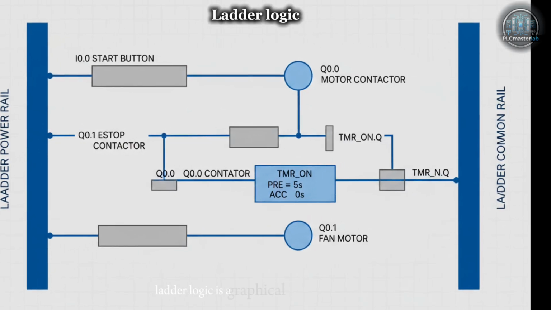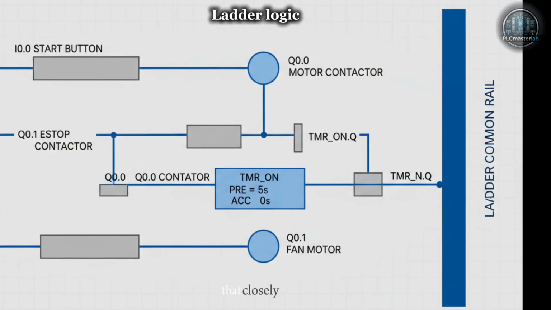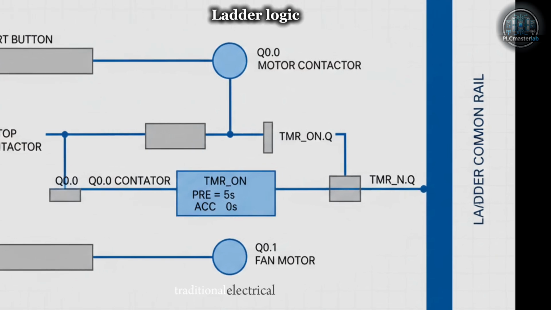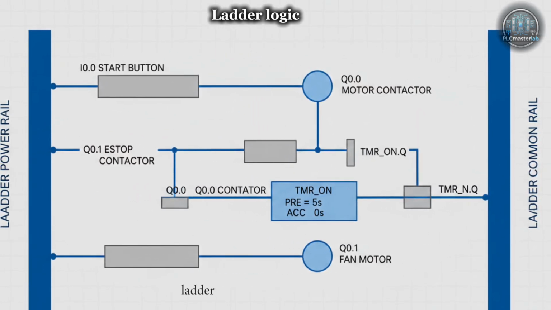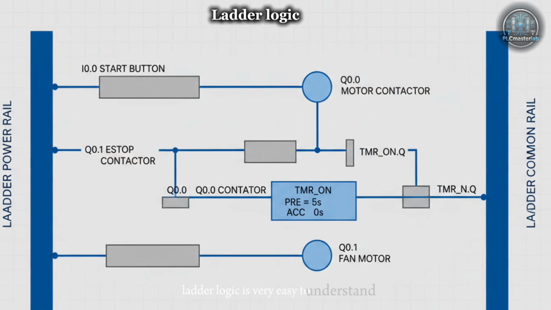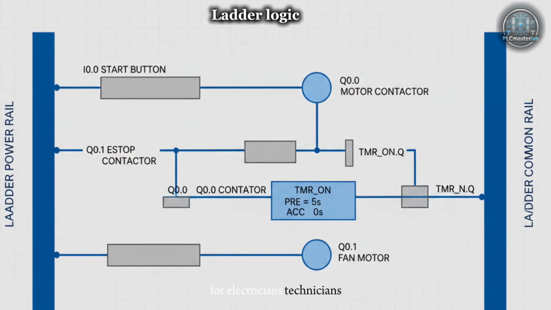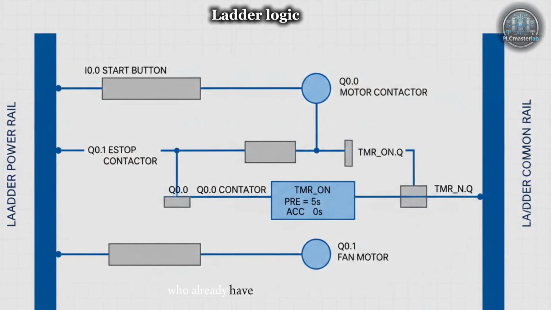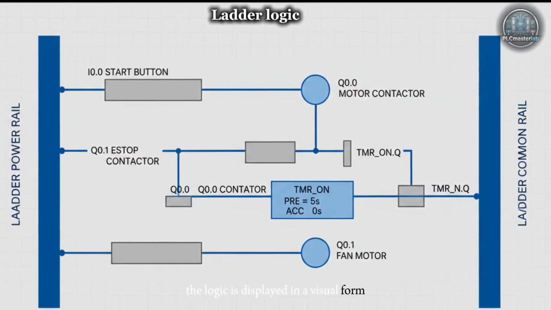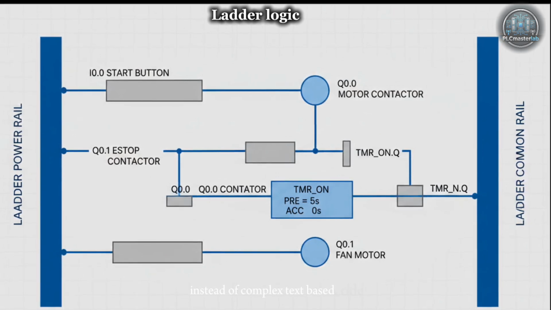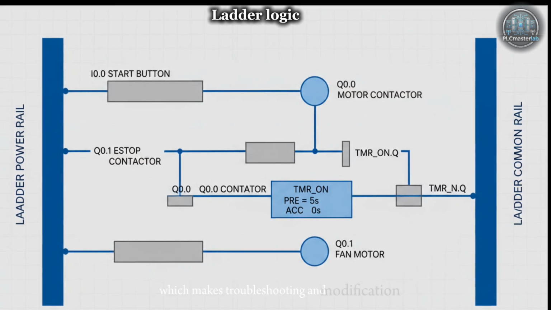Ladder logic is a graphical programming language that closely resembles traditional electrical relay control circuits. Because of this similarity, ladder logic is very easy to understand for electricians, technicians, and maintenance engineers who already have basic electrical knowledge. The logic is displayed in a visual form instead of complex text-based code, which makes troubleshooting and modification much simpler in industrial environments.